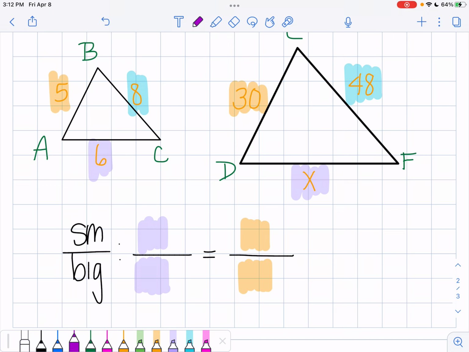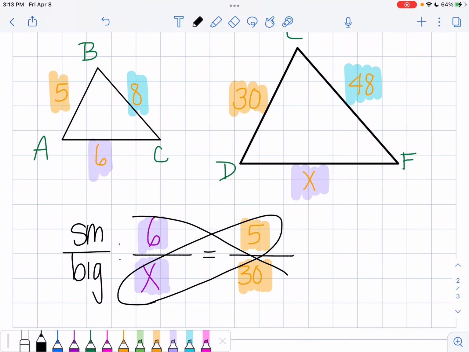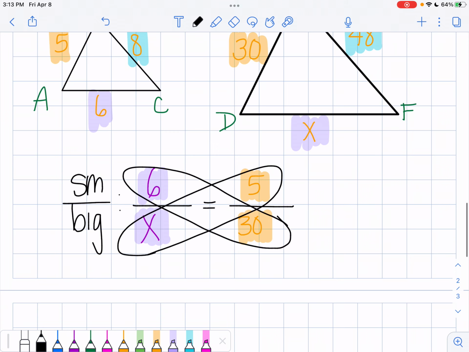All right, so in my small triangle, my purple side is 6, and in my big triangle, my purple side is X. In my small triangle, my orange side is 5, and in my big triangle, my orange side is 30. So when I solve a proportion, I'm going to cross multiply like this, set it equal to this. So I have 5 times X is equal to 6 times 30. I multiply 6 times 30, which gives me 180.